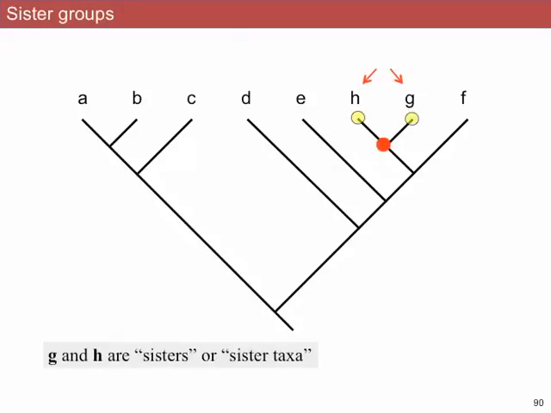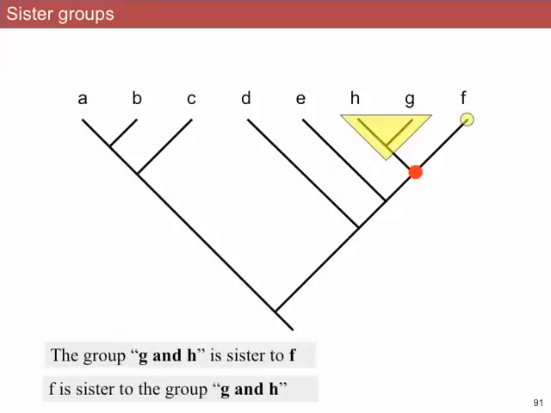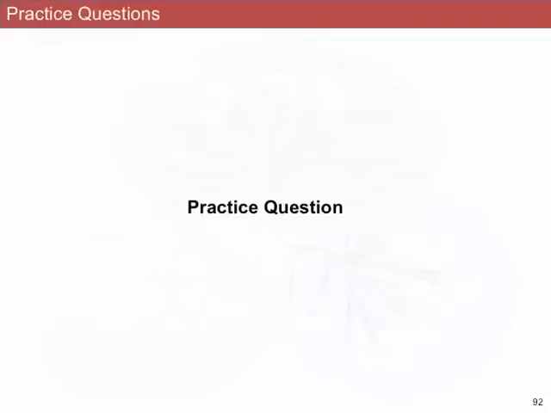Or G and H are sister taxa to each other. And then you can say G and H, the clade of G and H, is a sister clade to F. So the grouping of G and H is sister to F. And this is also a common sort of use of terminology to explain relatedness in phylogenetic trees.